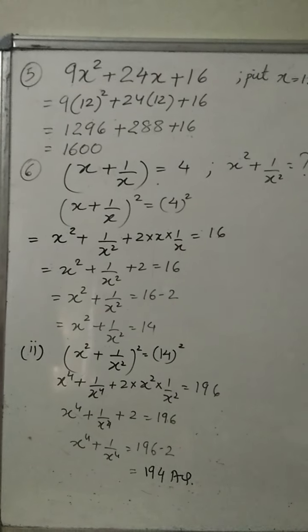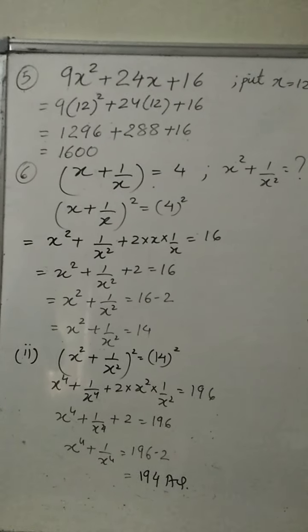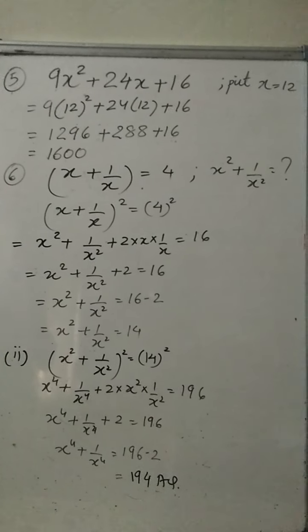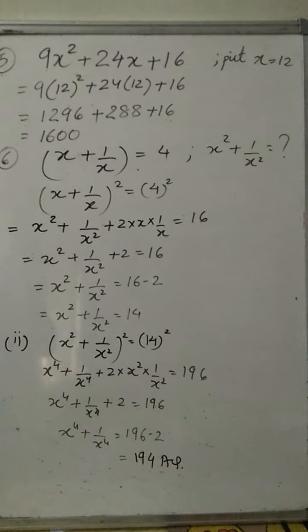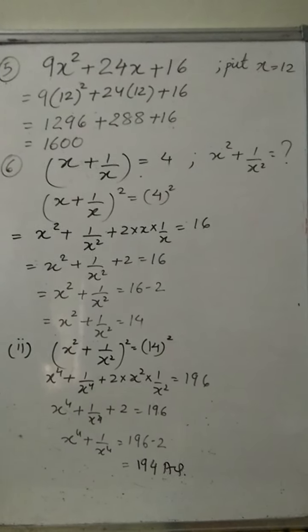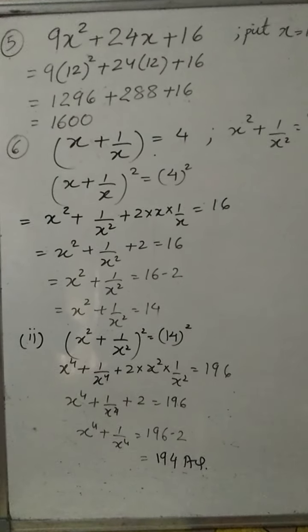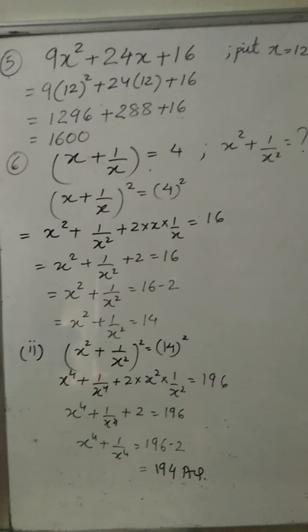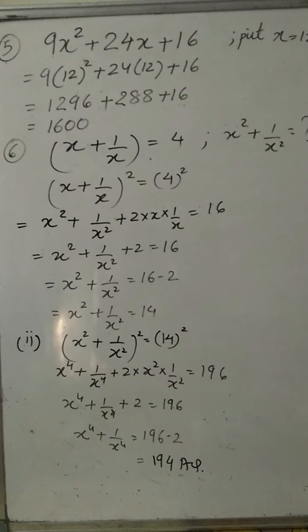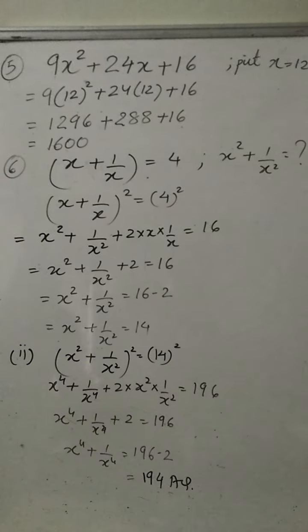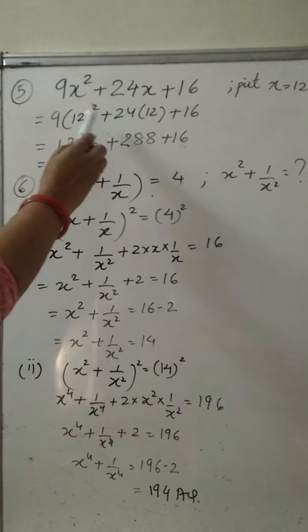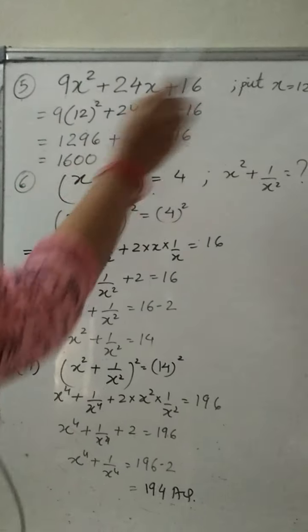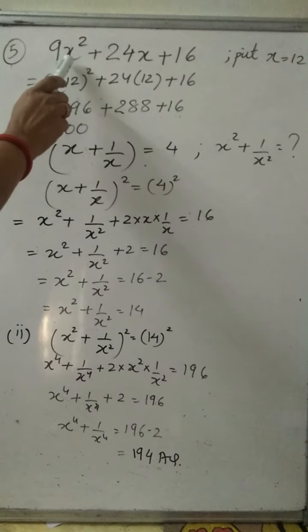Now this is question number 8 of exercise 6D. I am reading the question. Find the value of the expression 9x square plus 24x plus 16 when x is equal to 12. Now putting x equal to 12, we have to find the value. So here is the expression. You have to put x equal to 12 in the place of x.